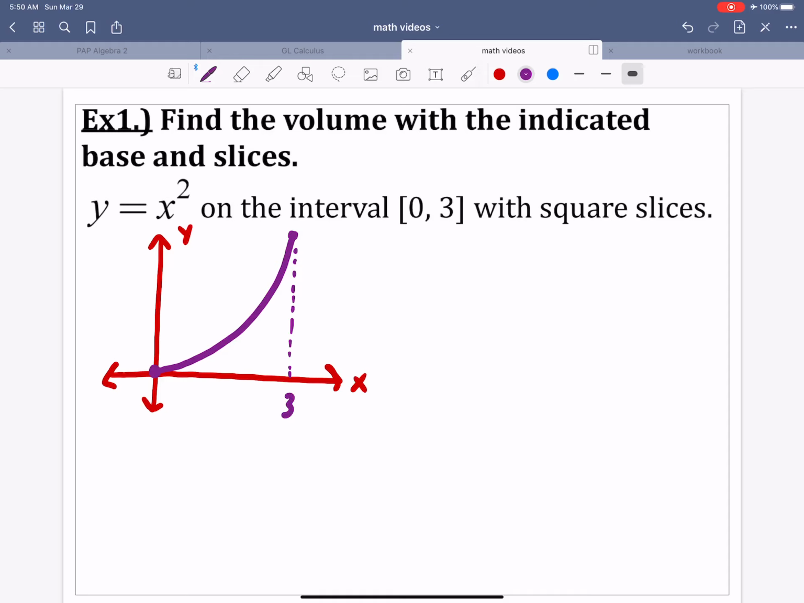Now this is where I need everybody to pay attention. What I'm going to do, I actually need to rotate this picture.